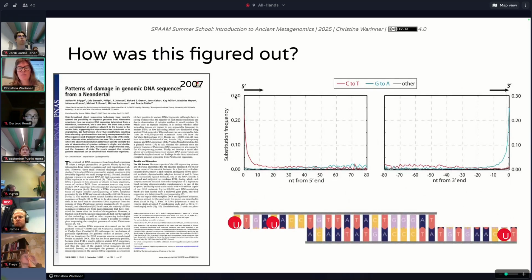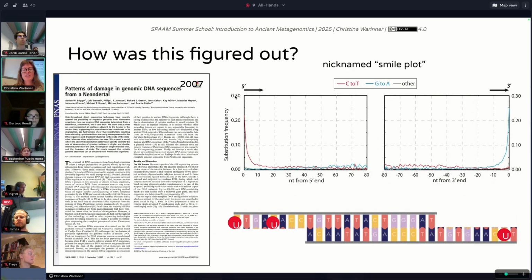Also, once we were able to get next generation sequencing data, we could look at the damage on the ends and show that these uracils were really concentrated on the ends of the molecules where we have these single-stranded overhangs. It turns out that cytosine deamination happens about 1,000 times faster on single-stranded overhangs than it does in double-stranded DNA, which is why we always see an excess at the ends.